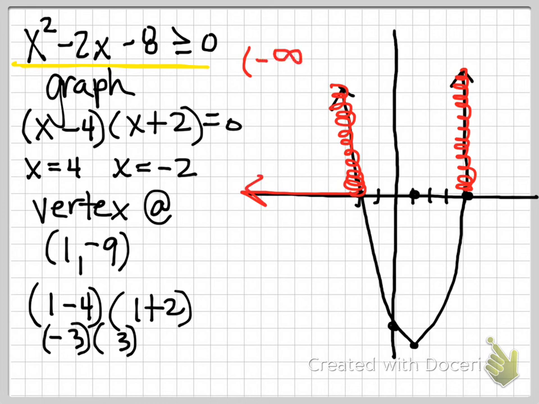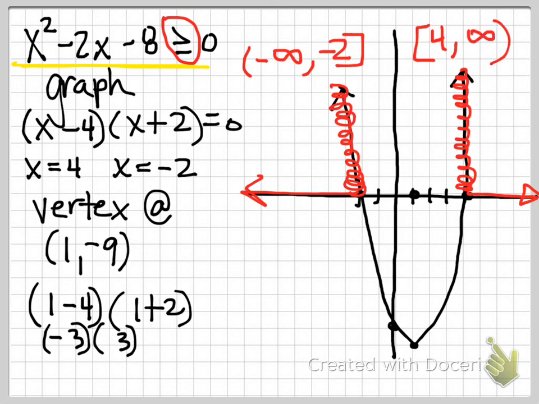Negative infinity to negative 2, and you include negative 2. I want the part where it's greater than or equal to 0. Oh, that's the x values over here. The x values is how I answer the question. From 4 to forever, right, which is called infinity. That's another way to look at the problem. Maybe this is easier for you.